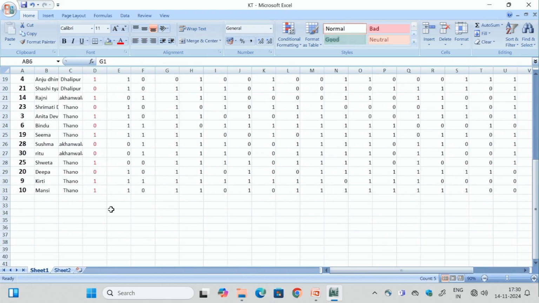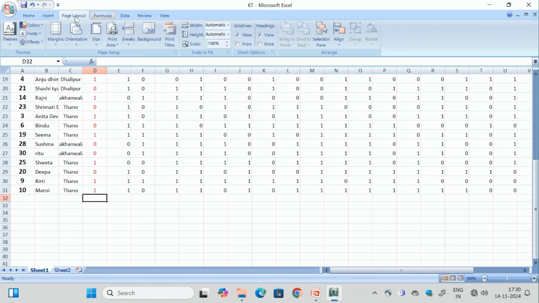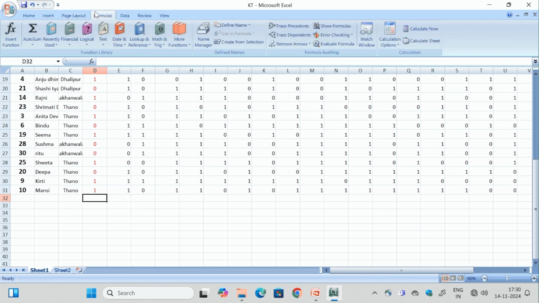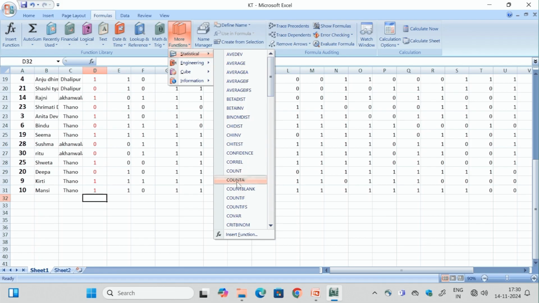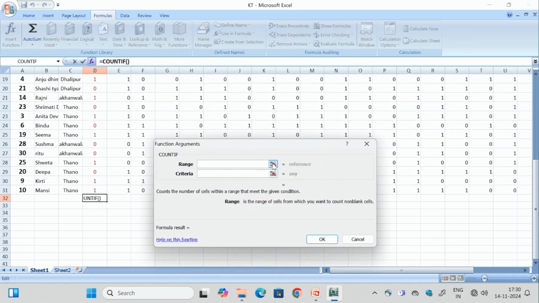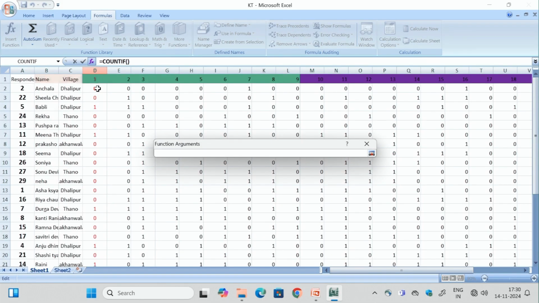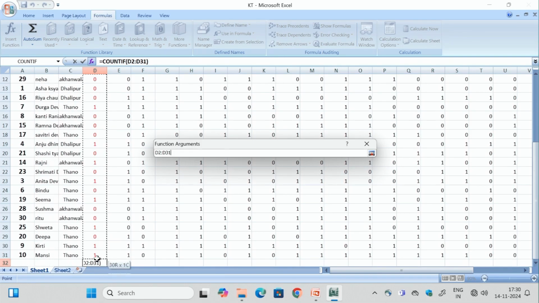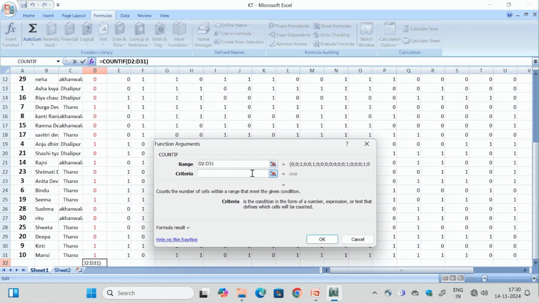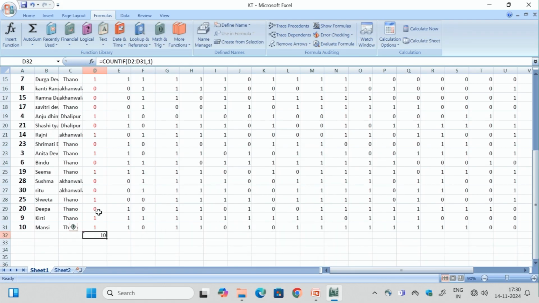So, what is the item difficulty index, and how is it calculated? The first step is to count how many persons got that particular question right, that is, gave the right answer to that question. So what you will do is go to the More Functions option in the statistical category and simply use COUNTIF. COUNTIF basically tells you how many of the respondents gave the right answer to that particular question. If you put your criteria as 1, that means that many respondents gave the right answer.